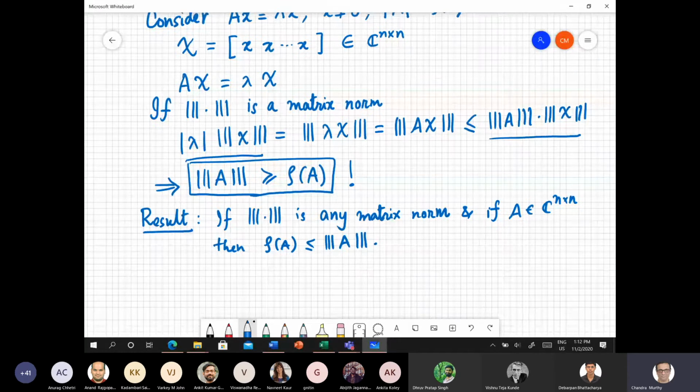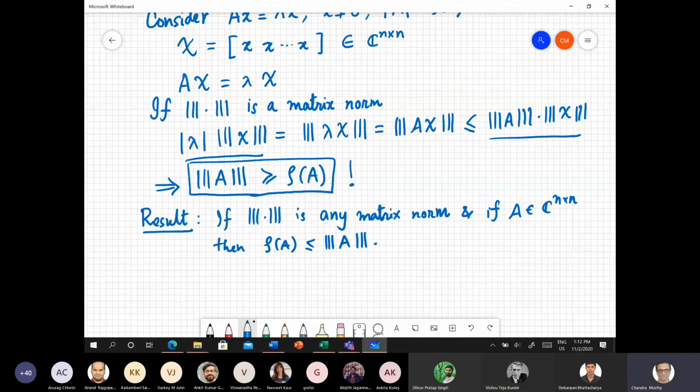So a natural question you can ask is, okay, rho of A is the maximum magnitude of all the eigenvalues. So basically it maps an n cross n matrix to a non-negative number. And so is rho of A a matrix norm?